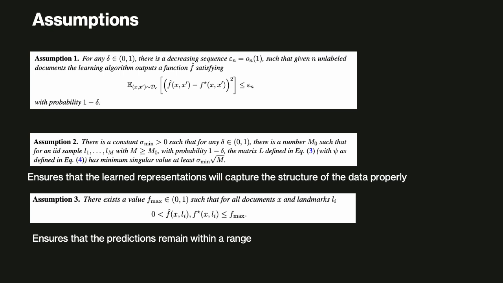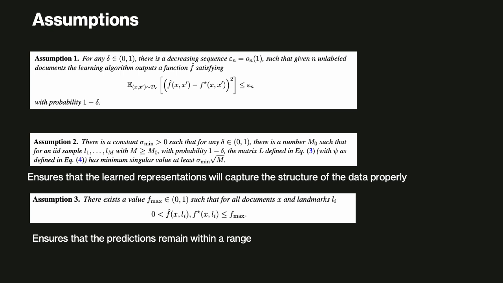And this follows the idea of PAC learnability and empirical risk minimization that we saw in our machine learning class. And the second assumption guarantees that for a sufficiently large sample size, the matrix L, which is used to compute embeddings, is well conditioned. And this basically ensures that the learned representation will capture the structure of the data properly and that the embeddings can be inverted. This follows from the fact that large singular values of a matrix indicate that that matrix retains most of the information along certain directions.